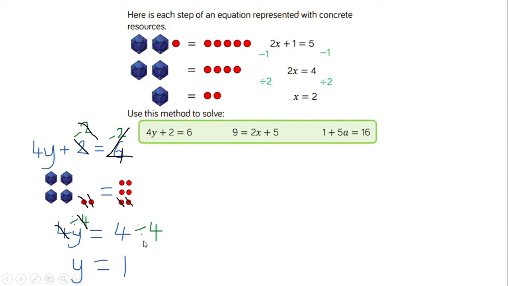Okay, using that method on your screen to help you, and drawing pictures if you need to, have a go at the second and the third one. Pause the video now, please.